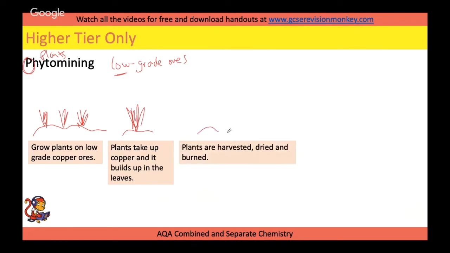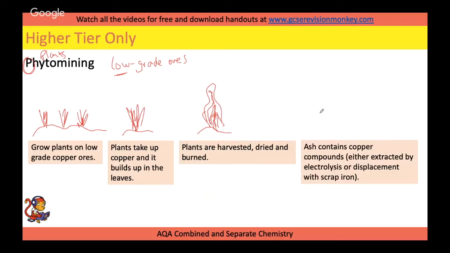You will then burn the plants and harvest them, so set fire to them, or cut them, harvest them, dry them out, and then burn them. And then you would end up with some ash which contained copper. Now, unfortunately, copper is not magnetic, so you can't just put a giant magnet here to extract the copper. You can't do that. You'd have the plant material and the copper.